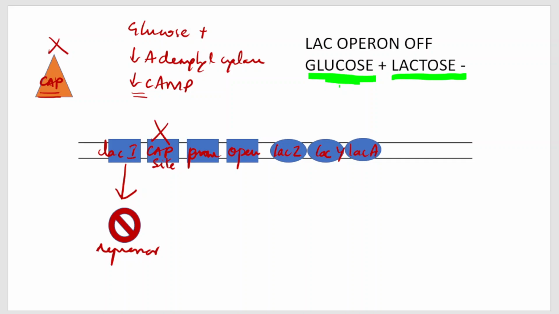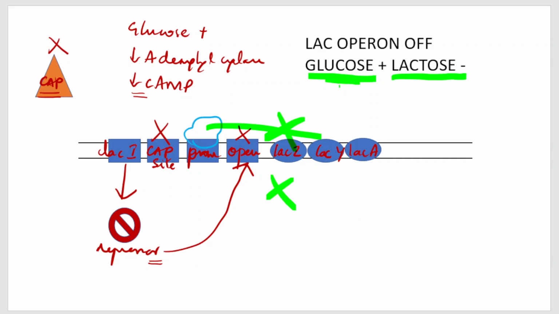Now the repressor is present, but the inducer is not present to block this repressor. So the repressor can go and bind to the operator site. The operator site is now occupied by the repressor, so the RNA polymerase cannot initiate the transcription. Thus the lactose operon is in the off condition. The glucose is being utilized by the bacteria, right? So whenever glucose is present, the LAC operon is off.